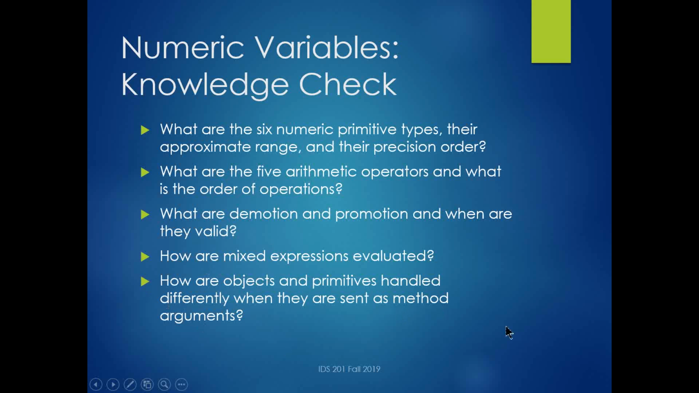Last, how are objects and primitives handled differently when sent as method arguments? Well, a primitive that you send as an argument, the method that receives it as a parameter will make a copy of that primitive. If you send along an object, the method that receives it as a parameter will use that very same object. The parameter reference will point to the same spot in memory as the original. So if you change something in the parameter object, you'll change the same value in the original object. And if you understand all that and can apply it and are a little bit careful, you should be fine.